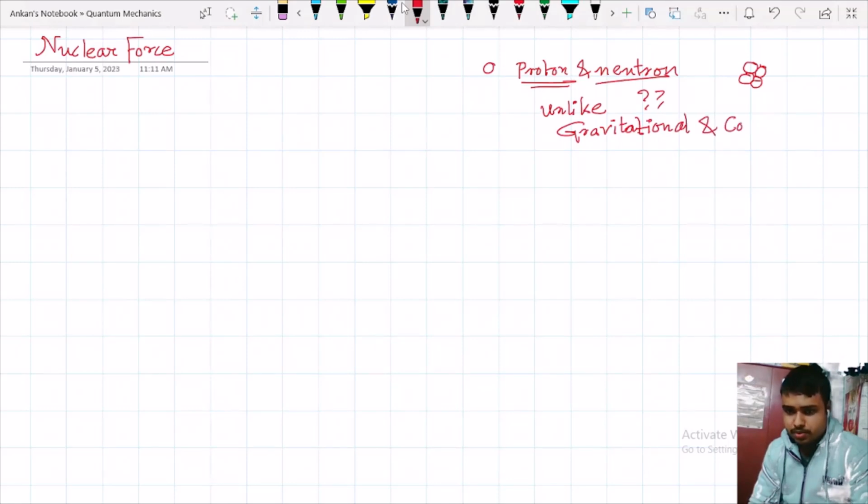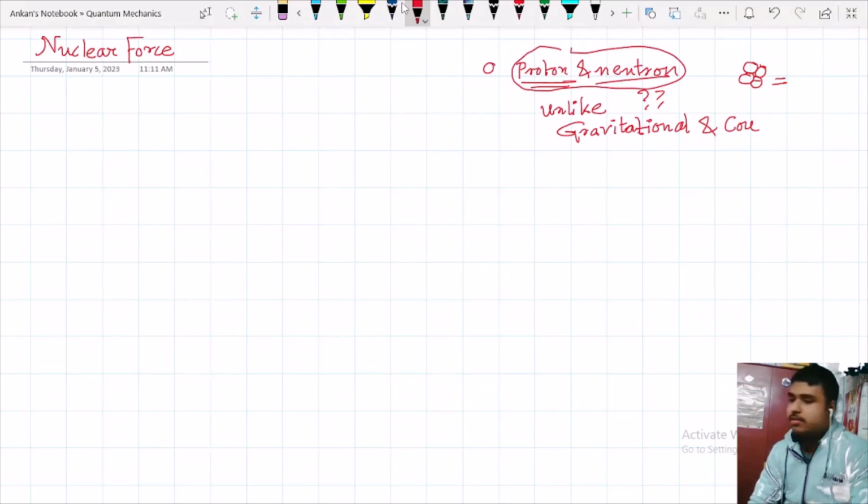and Coulombic force, because Coulombic force is a charge dependent force and it is repulsive in character for the same charge configuration, which is present in the nucleus. Because protons are positively charged, there will be a strong repulsion if Coulomb force exists between them. So there must exist some other kind of force which is very strong in nature and independent of charge.